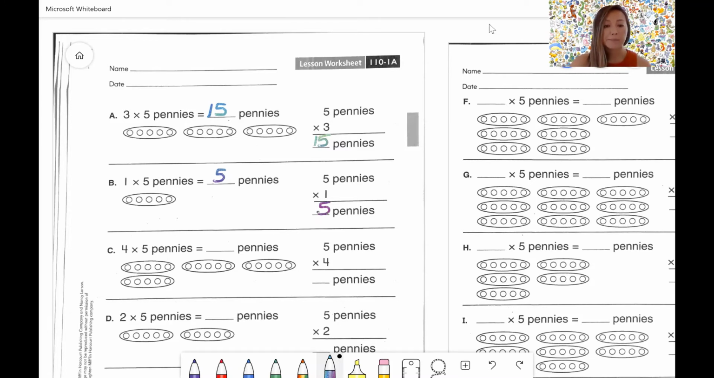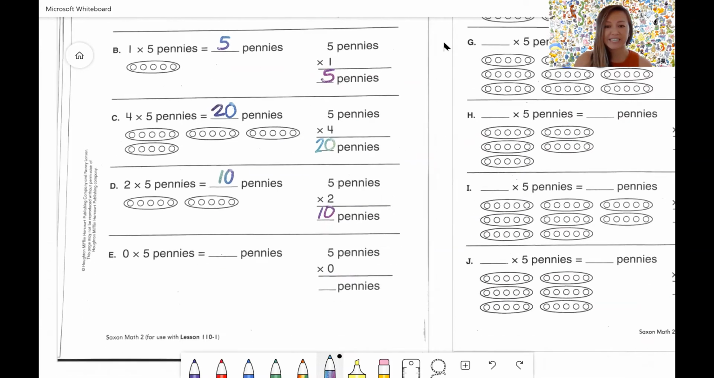C, 4 times 5 pennies equals blank pennies. There are 4 groups of 5 pennies now, right? 1, 2, 3, 4. 5, 10, 15, 20. So we have 20 pennies. Write it vertically, 5 pennies times 4 is 20. Okay? D, 2 times 5 pennies equals blank pennies. Well, we have 2 groups of 5, 5 and 10, so that makes 10 pennies. 5 pennies times 2 is 10 pennies.